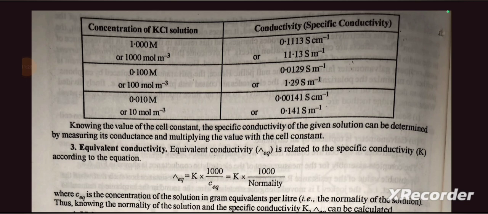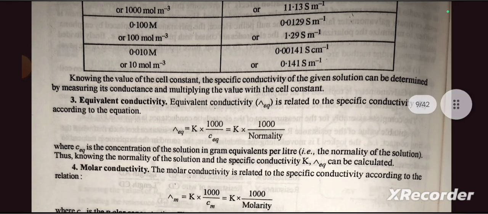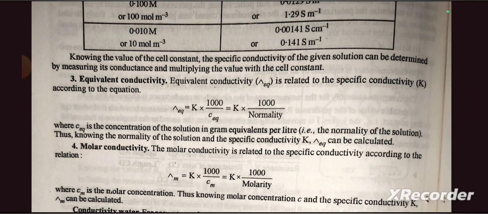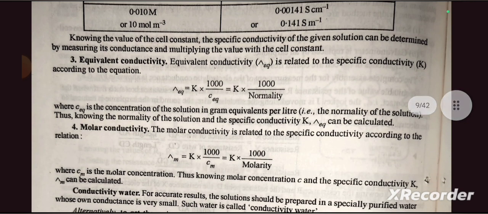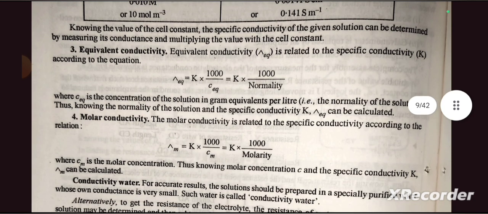0.010 M, or 10 mol m^-3, is 0.00141 S cm^-1 or 0.141 S m^-1. Knowing the value of the cell constant, the specific conductivity of the given solution can be determined by measuring its conductance and multiplying the value with the cell constant.